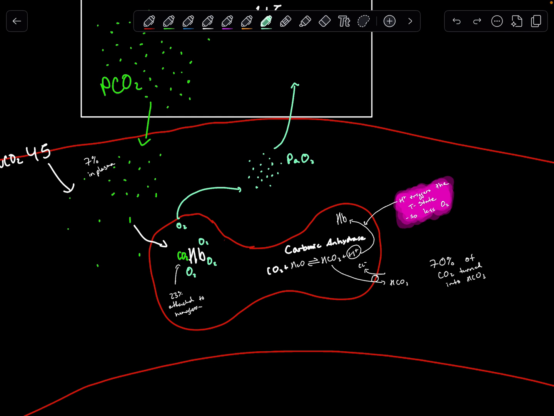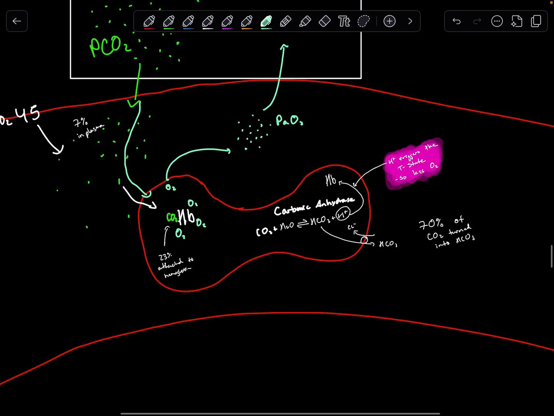And CO2 is going to be coming from the tissues into the blood because it's a waste product of metabolism. It's going to come in and bind to hemoglobin, and it's going to kick off an O2. And this will trigger what's called the T state. The T state basically just means that O2 is being kicked off of hemoglobin.